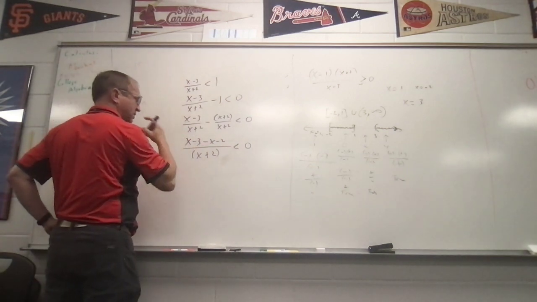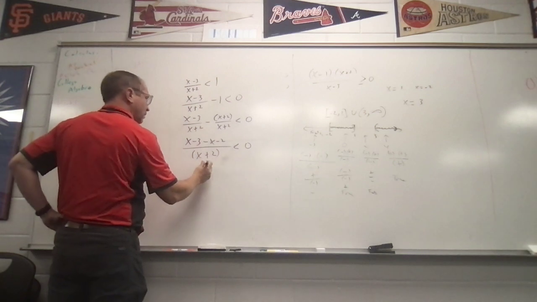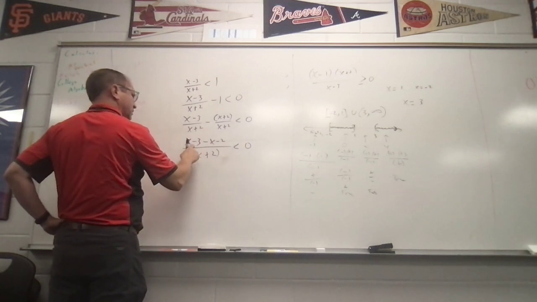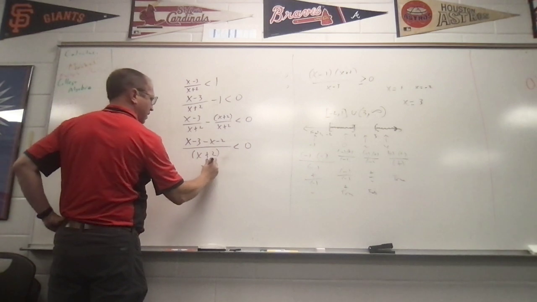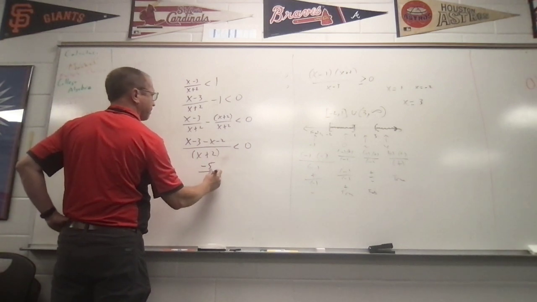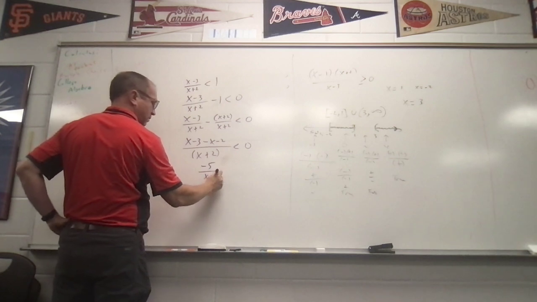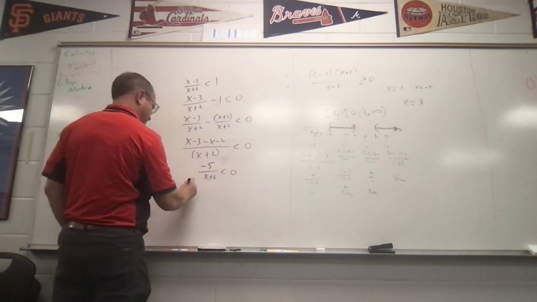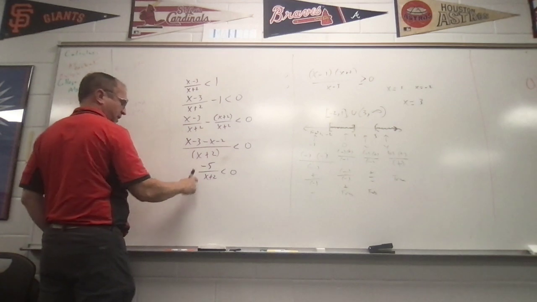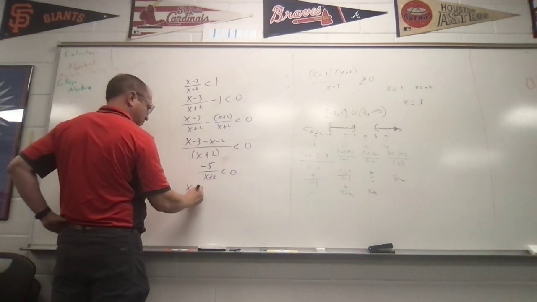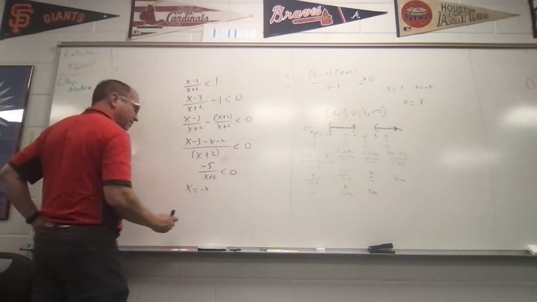Okay, so this ends up being x minus 3 minus x minus 2 over x plus 2. X minus x is 0. So we get negative 5 over x plus 2 compared to 0. So the numerator's never going to change signs. So the only place we're going to change is at negative 2.